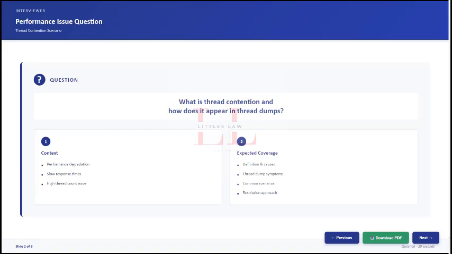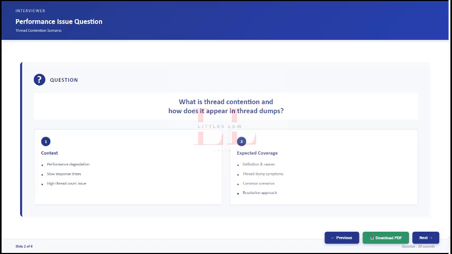So let me give you some context. And again, before that, let me reiterate the question. What is thread contention and how does it appear in thread dumps? Talking about the context, this is actually a real-time scenario where the API response times went from 50 milliseconds to 5 seconds, with no code deployments, no infrastructure changes, right? So we captured a thread dump and it was immediately obvious what the problem was. It was severe thread contention.